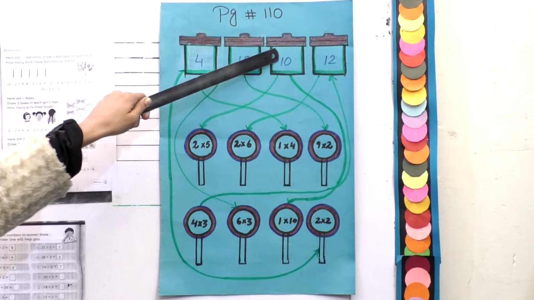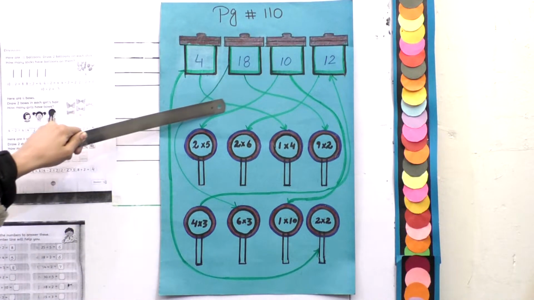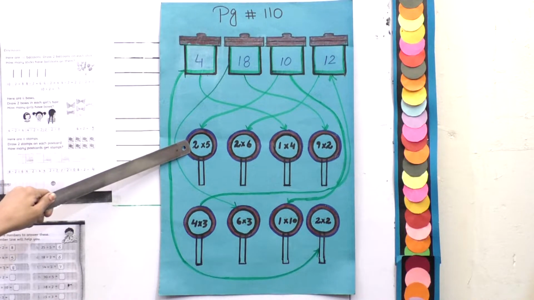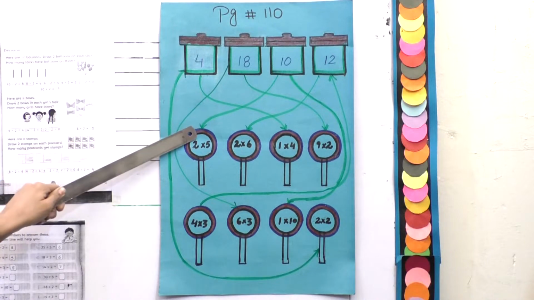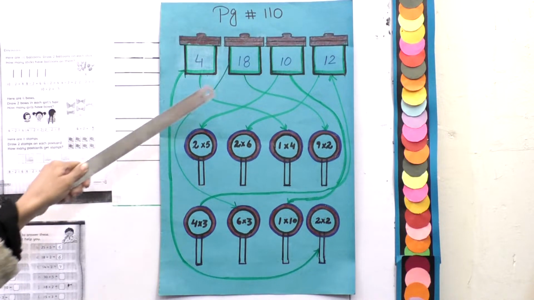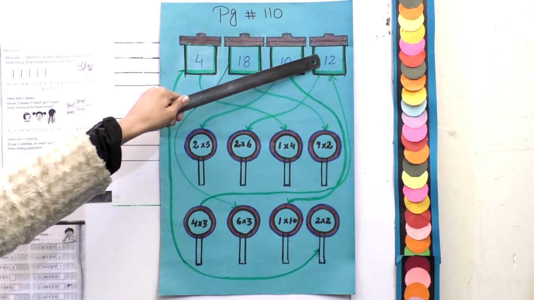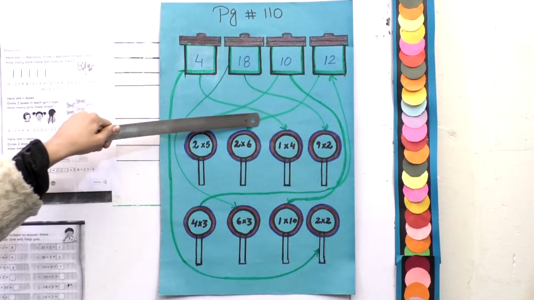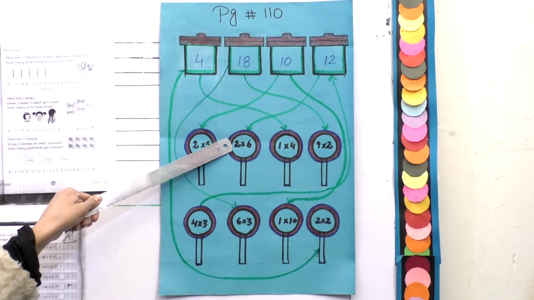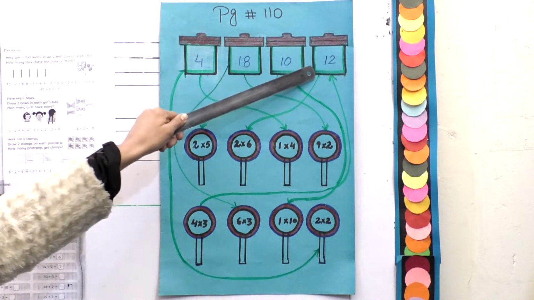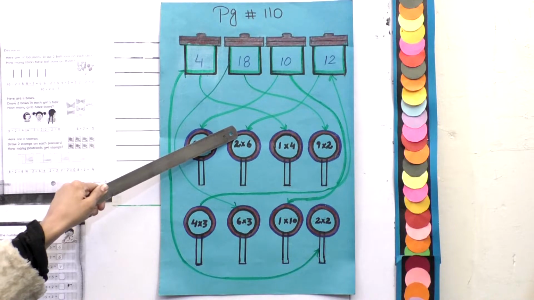Come to 10, we see that when we multiply 2 by 5, we get 10. So we will match this 10 with 2 by 5. Come to 12, here we have 2 multiplied by 6, which shows that when we multiply 2 by 6, we get 12. So we will match this 12 with 2 by 6.